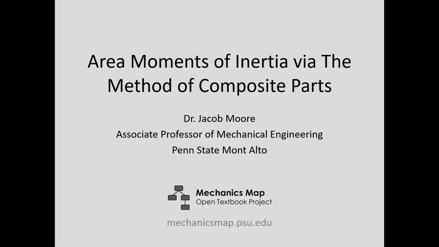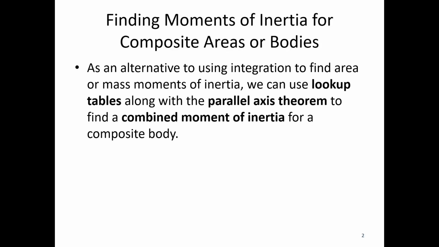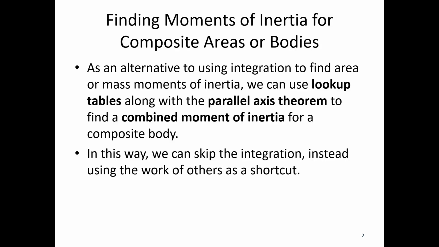Hello, for today's video lecture, we're going to be talking about area moments of inertia via the method of composite parts. As an alternative to using integration to find area or mass moments of inertia, we can use lookup tables along with the parallel axis theorem to find the combined moment of inertia for a composite body. In this way, we can skip all the integration that we did in the previous sections and instead use the work of others in that table as a kind of shortcut.